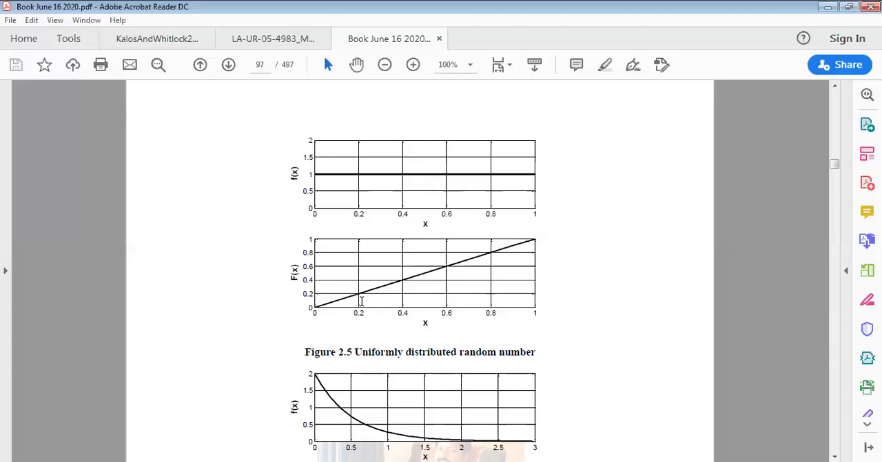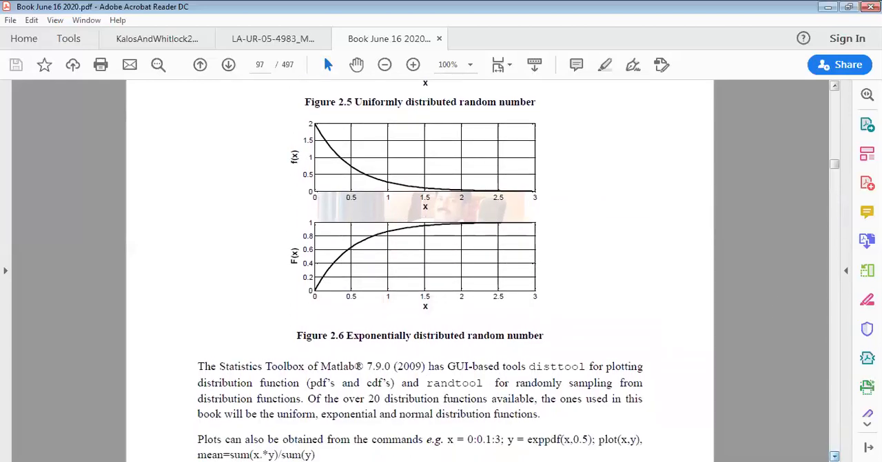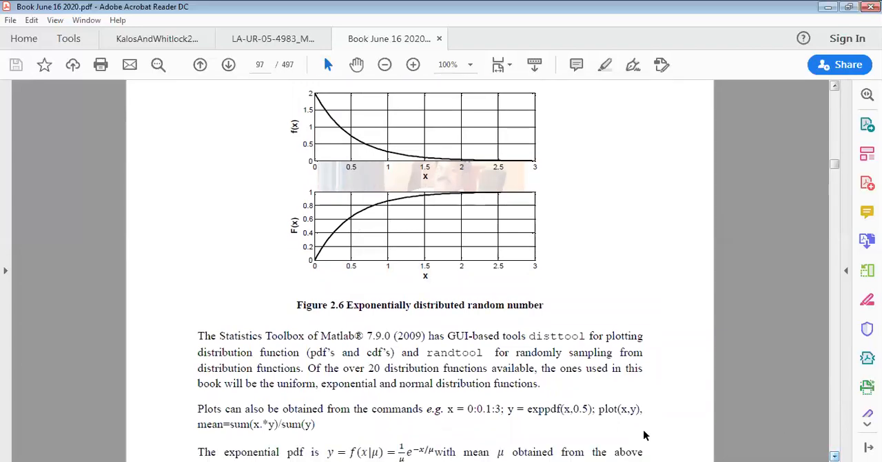Now, this is a monotonically increasing function. Can you see it's not dipping anywhere? It's not going down. So a very important concept here: this is a PDF written as small f of x. This is a CDF, a cumulative distribution function, written as a big F of x. Now, let me show you the same thing for an exponentially distributed random number.